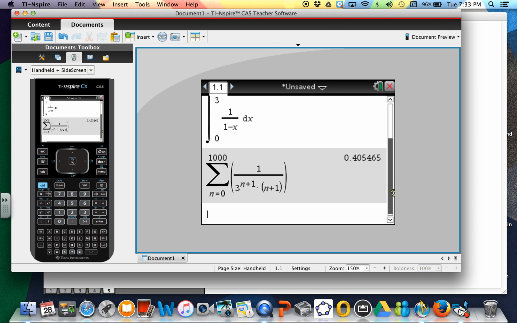And then finally, if I were to take the sum of the first 1001 terms of 1 divided by 3 to the n plus 1 times n plus 1, look at that, I get the same term.